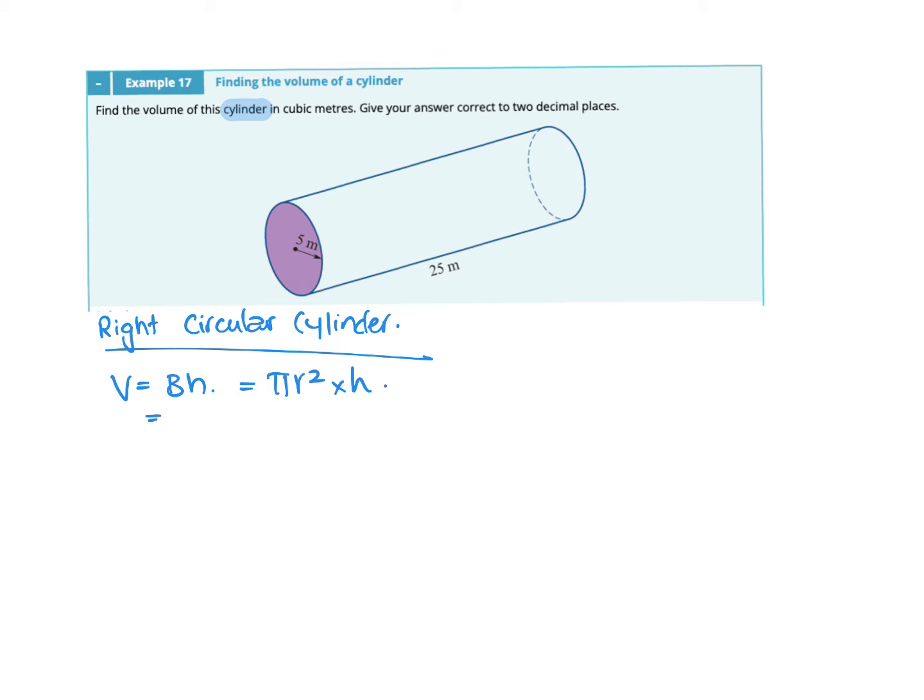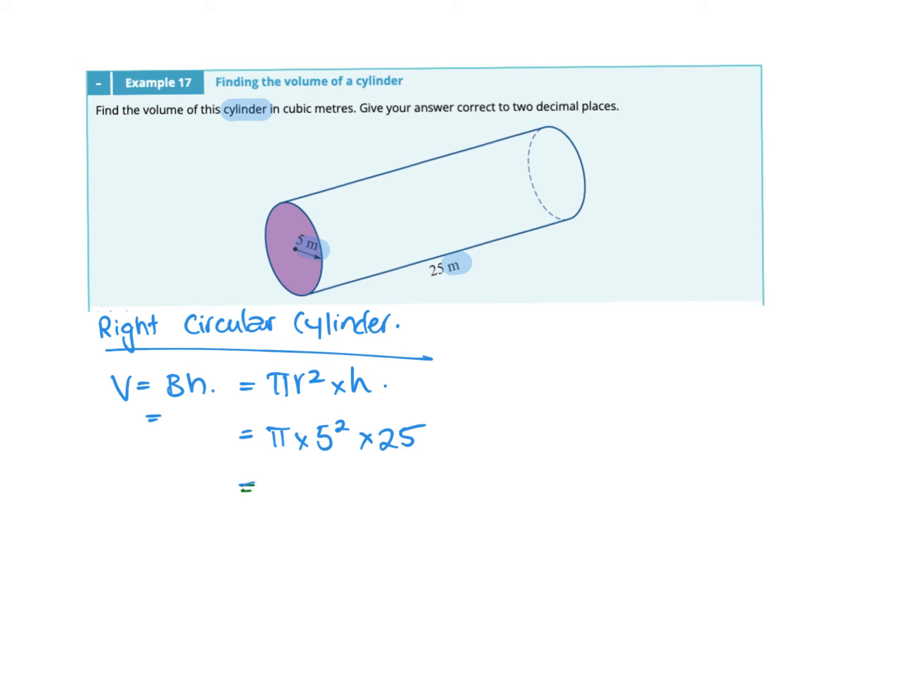So we can see volume is pi r squared, so we're going to go pi times, I can see the radius is 5 squared, times 25. Just double checking they're the same units, which they were, and we're going to do that answer.